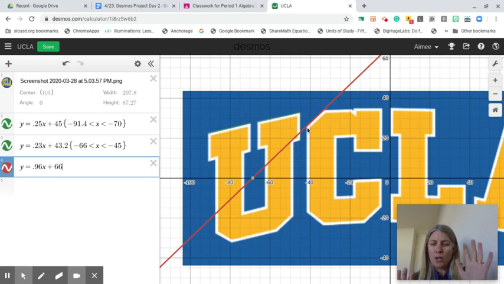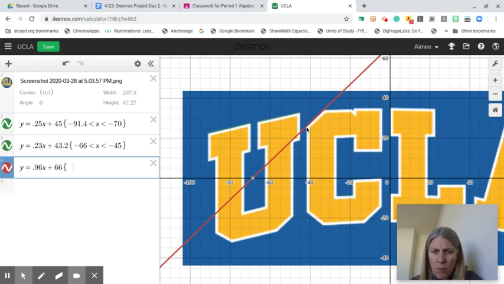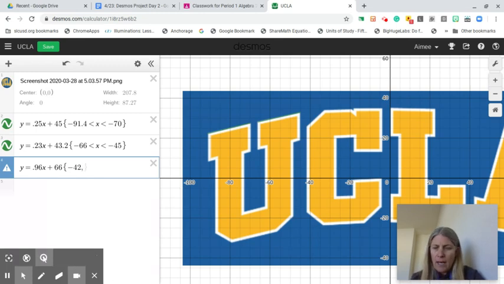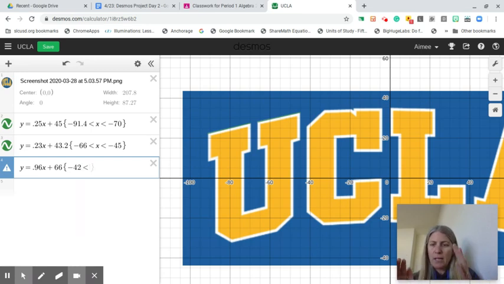So we always start with a bracket, which is shift and then the button to the right of the P. And then I look to see where I want my line to start, and it looks like I want it to start at about negative 42. So I type in where I want that to be. And then I put the less than symbol, or you can do less than or equal to, it doesn't really matter. And then because I'm limiting left to right, I'm going to put my x. And now I can see that it started here.